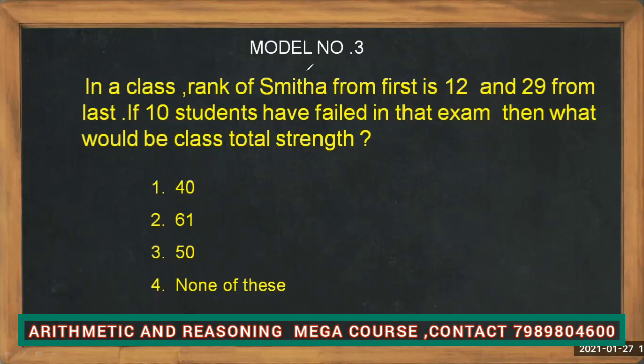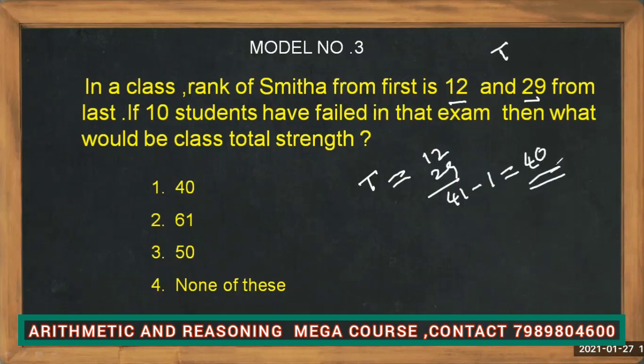As per the normal formula, we can find the total. The total is equal to 12 plus 29, which is 41, and subtracting 1 from 41, we get 40. Here we can understand that 40 students appeared in the examination, but 10 more students failed. They are not included in this 40, because failed students won't get any rank here.